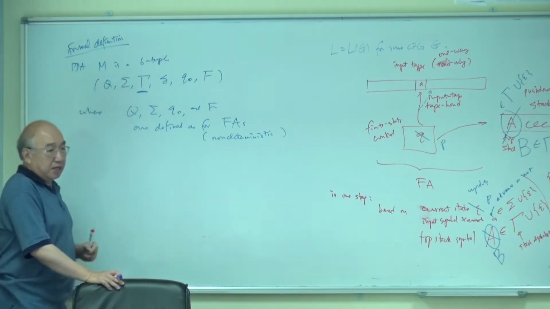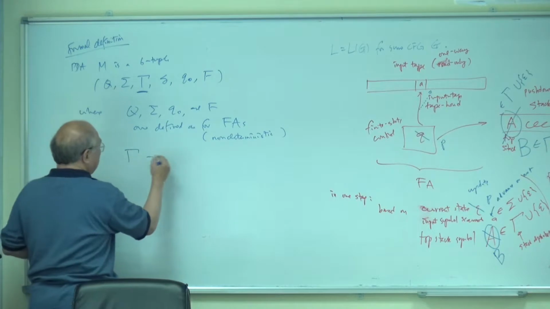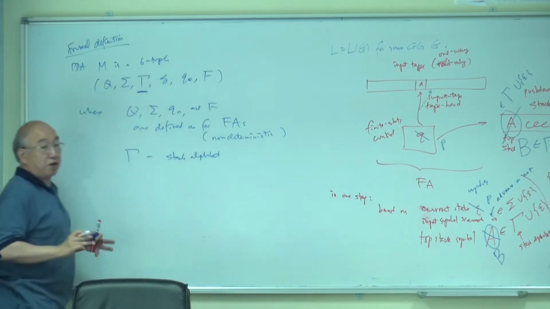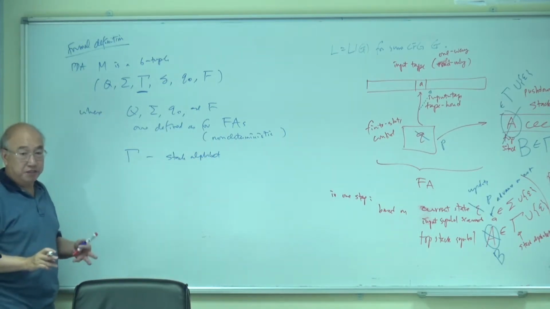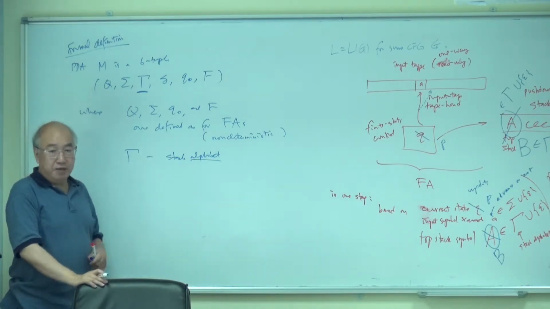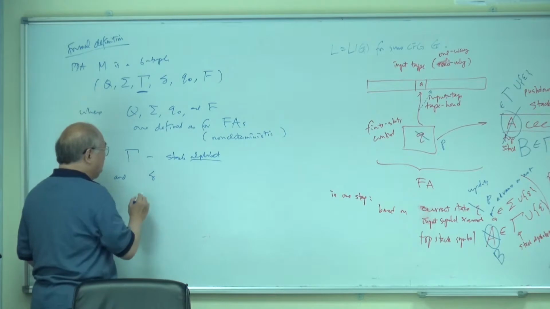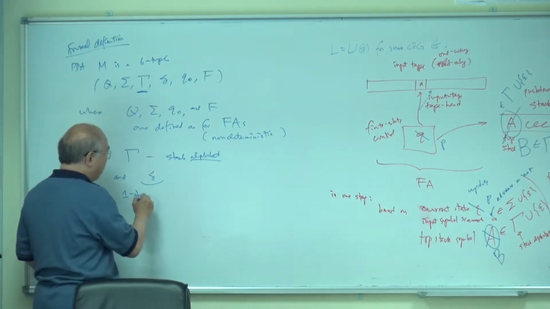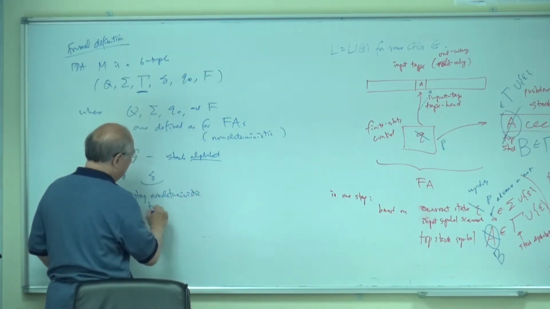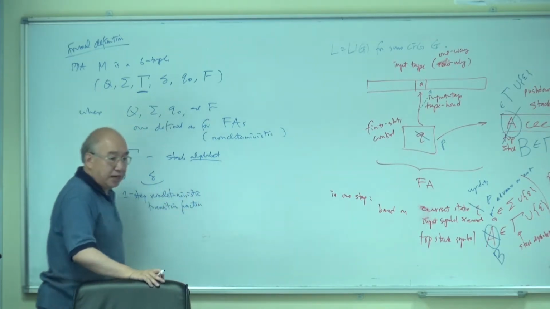Well, what about gamma? Gamma is what we call the stack alphabet, right? So this is a stack alphabet. So it is a non-empty finite set of symbols because it's an alphabet. As usual, the most important component is going to be the delta function. So we call the delta, as usual, the one-step non-deterministic transition function. Okay, but this time it is a little bit more complicated than the NFAs.